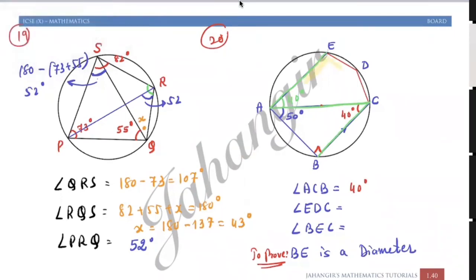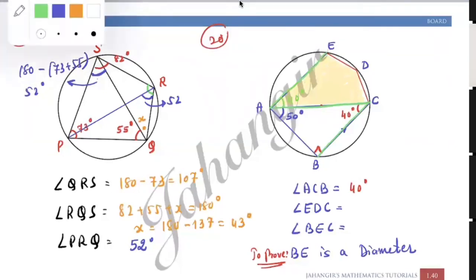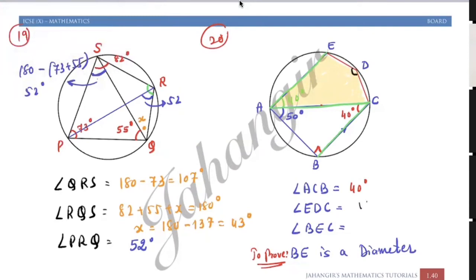If you check this, what is this yellow part? It is an angle in a cyclic quadrilateral, so opposite angles of a cyclic quadrilateral are supplementary. So we can get EDC is equal to 180 minus 40, which is 140 degree. So this you will get as 140 degree.